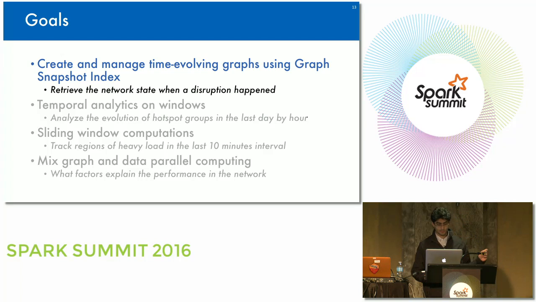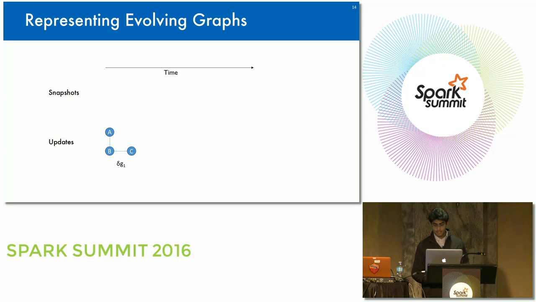So this first one is this graph snapshot index. How this works is that in the system, Tegra, we represent an evolving graph as a sequence of graph snapshots. And then we assume that these graph updates are coming in a streaming manner. This is kind of intuitive, where you get a set of updates in the last batch or time window, and then apply it to create a snapshot.